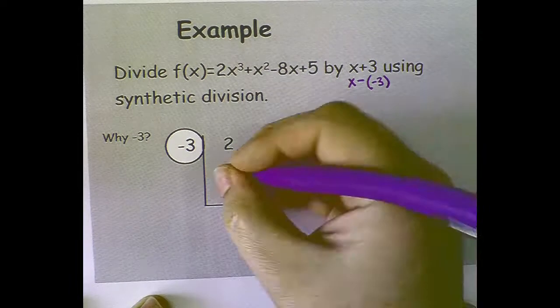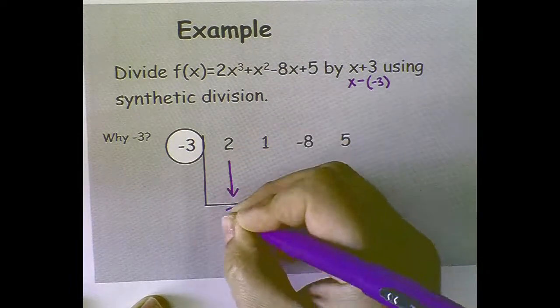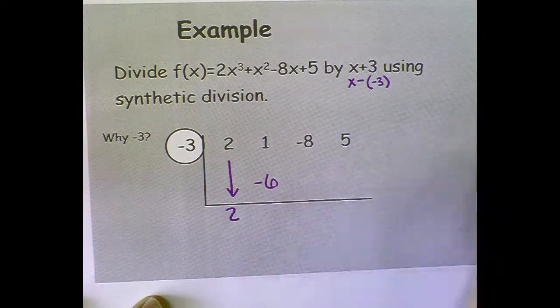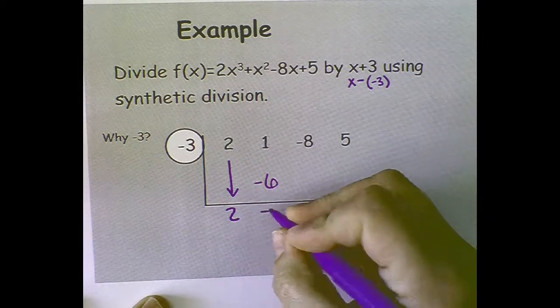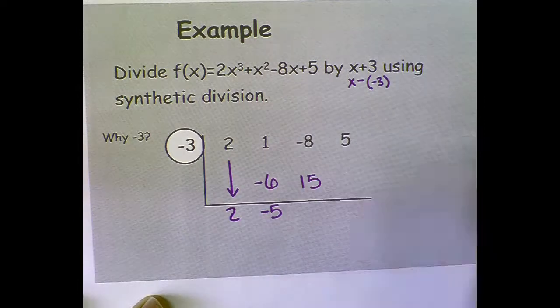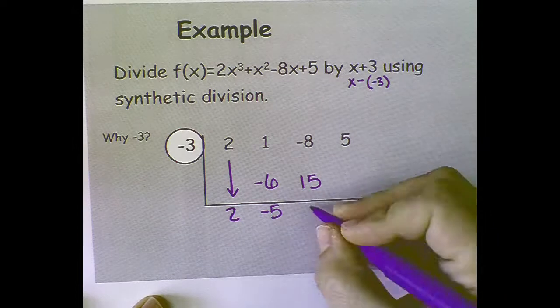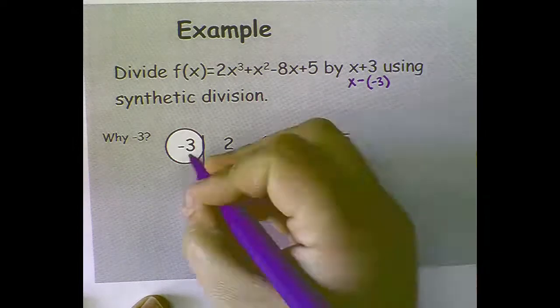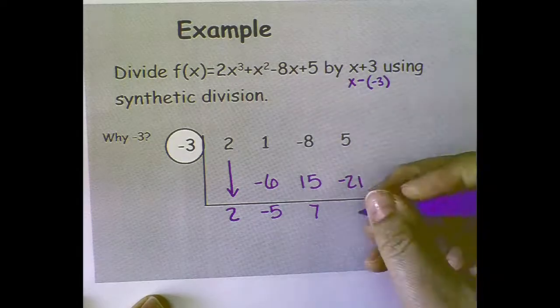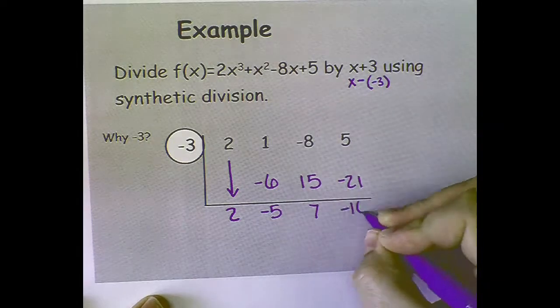So the first step, we bring down that first number. Always just bring it straight down. Then we multiply. Negative 3 times 2 is negative 6. We add, we get negative 5. Multiply negative 3 times negative 5 is 15. We add, negative 8 plus 15 is 7. We multiply 7 times negative 3 is negative 21. We add 5 plus negative 21 is negative 16.